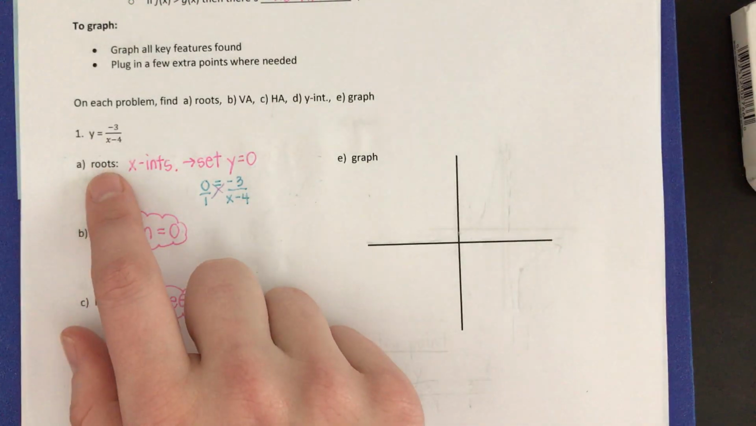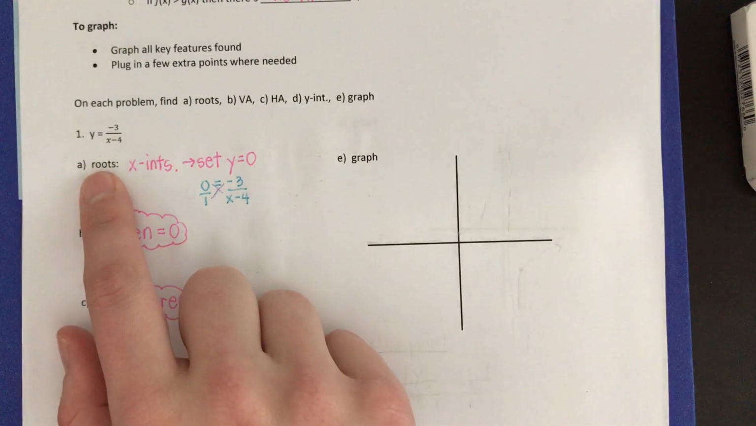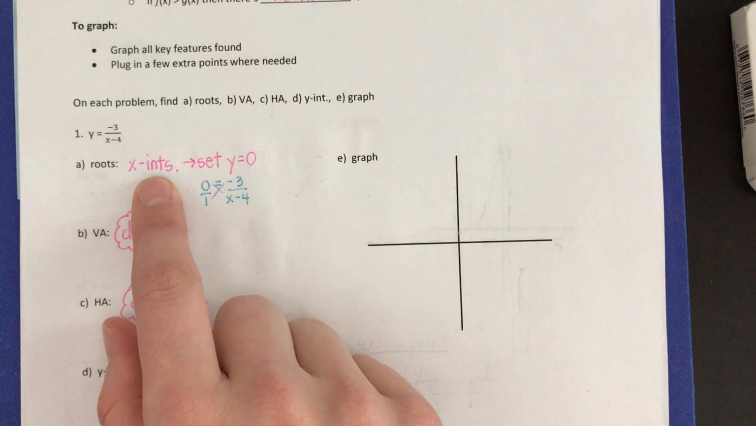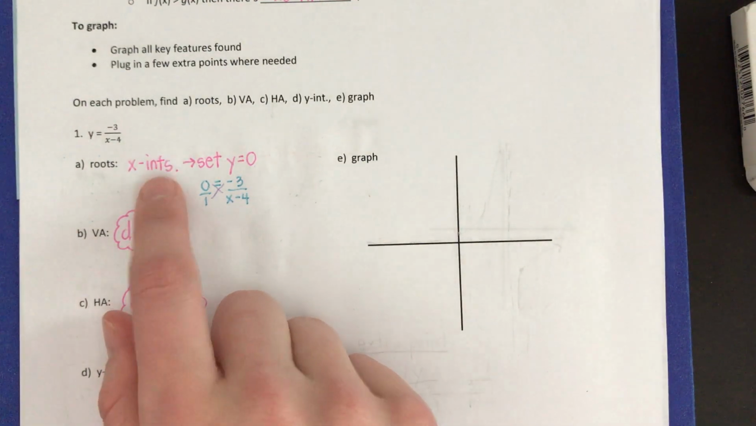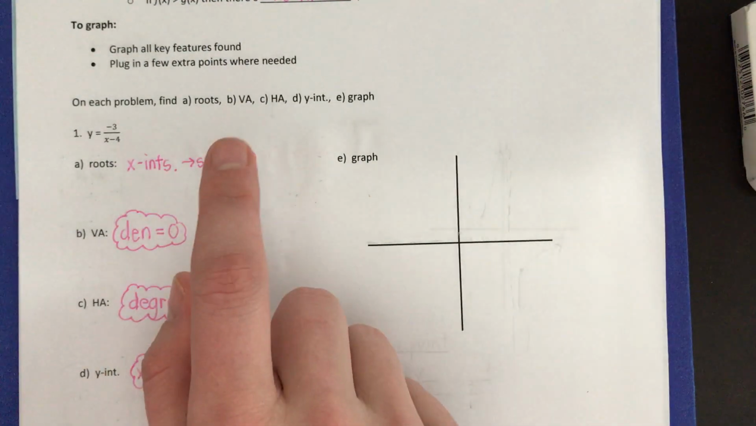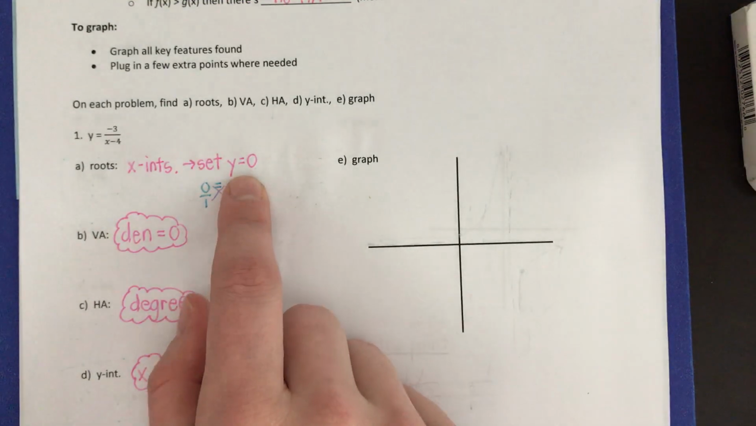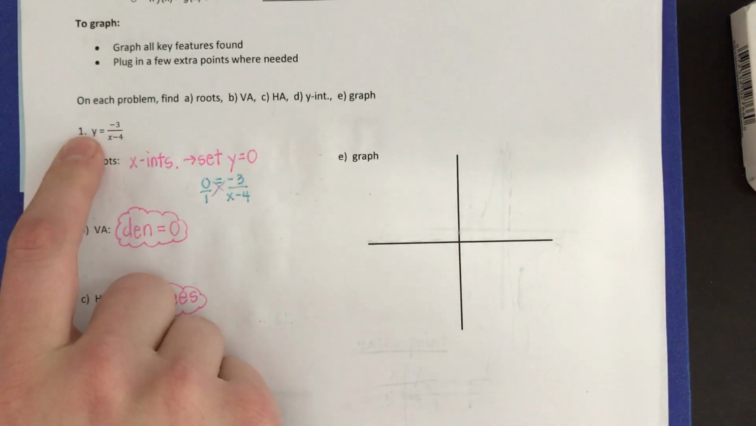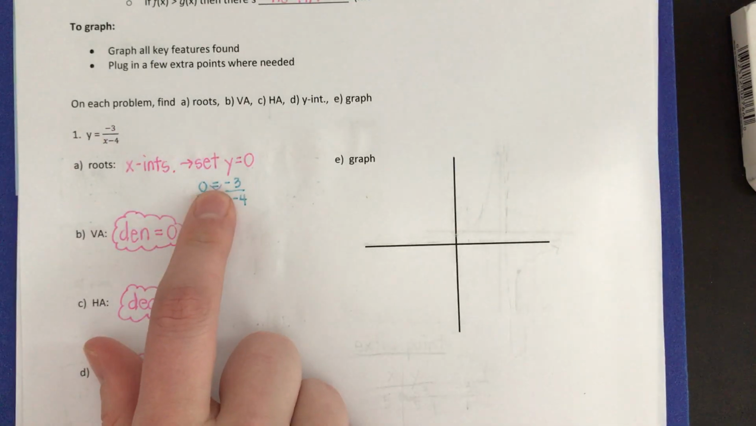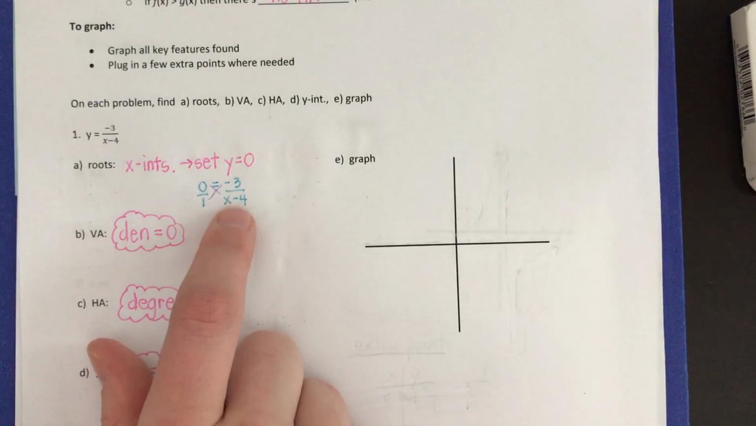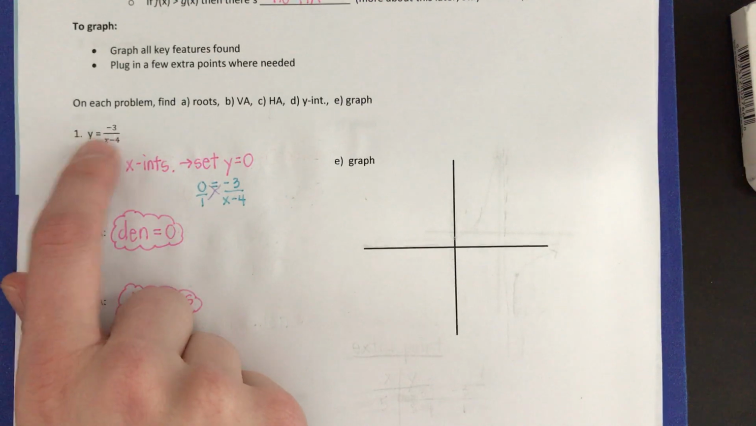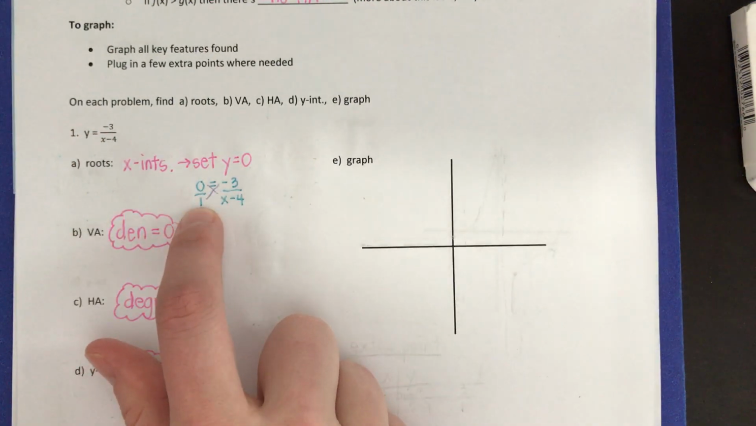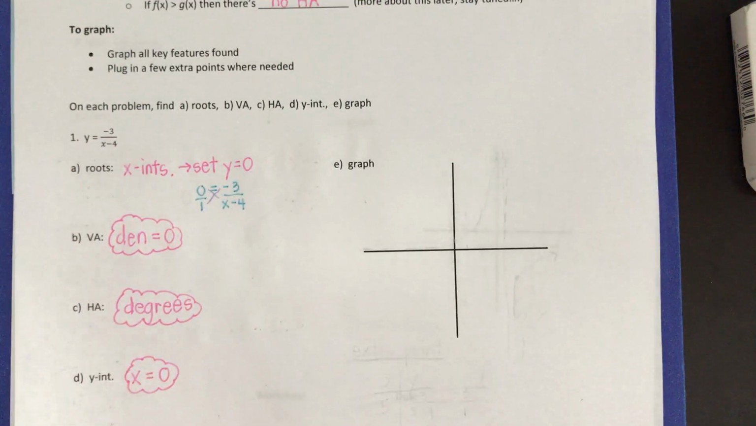I've already set some of these things up just for time's sake. So roots, remember, means x-intercept. I want to know where the x-intercepts are. To find x-intercepts, remember you set the other variable equal to 0. In our case, that means set y equal to 0 because I want the x-intercept. So y equals 0. I've already done that: 0 equals negative 3 over x minus 4. I've plugged in 0 here. I've put 0 over 1, and I know I'm going to cross multiply.